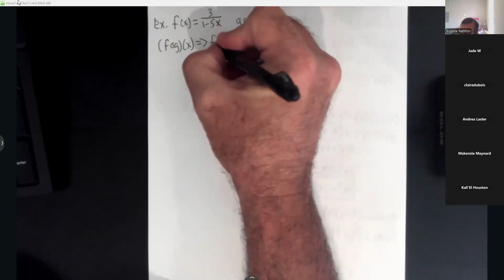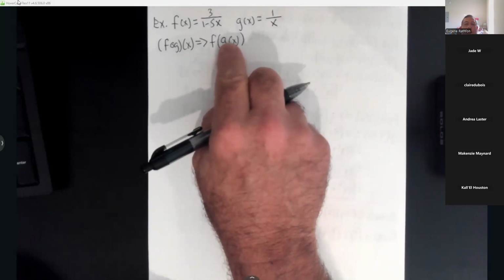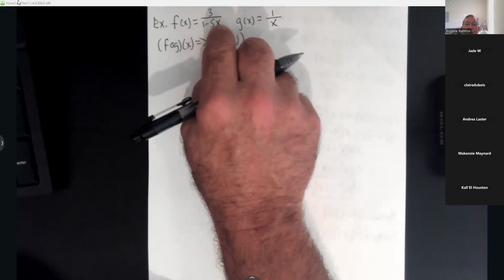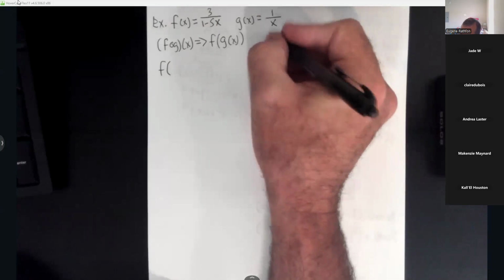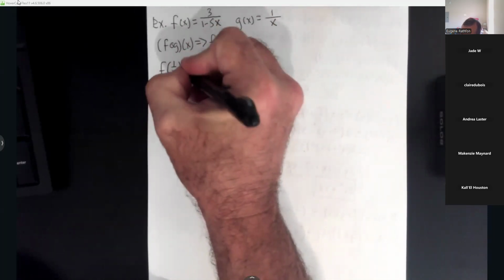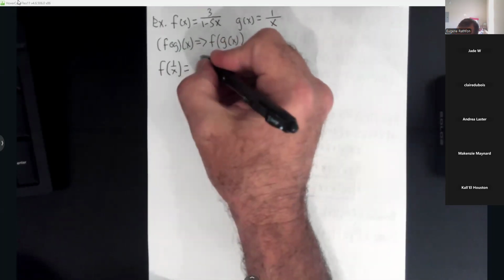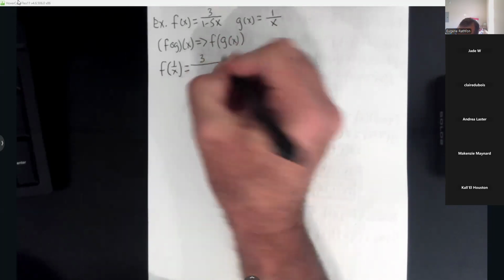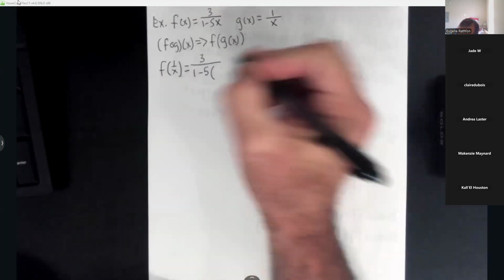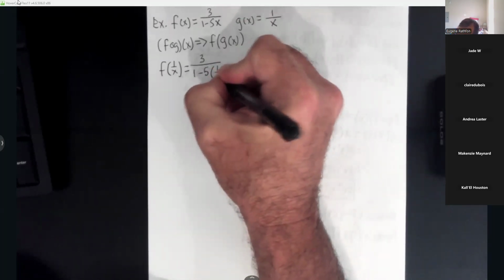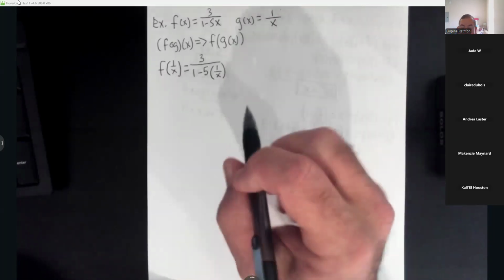And y'all remember, that's f of g of x. So we're going to put the g of x into the x of our f equation. So that means I'm finding f of 1 over x. Now, y'all, there's the x. So on top, I've got a 3. Nothing happening to that. On bottom, I'm going to have 1 minus 5 times x, which is 1 over x. So I had to put this 1 over x into that x.